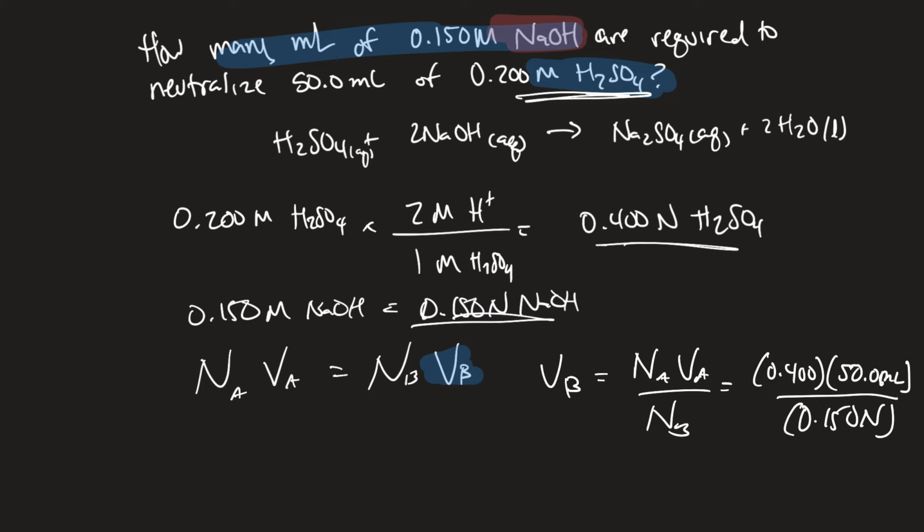When you plug this into the calculator, the volume of the base is roughly 133 milliliters, which is expected, because sodium hydroxide is monoprotic, so you need almost twice as much to neutralize 50 mL of a diprotic substance. All right, so this concludes this video.